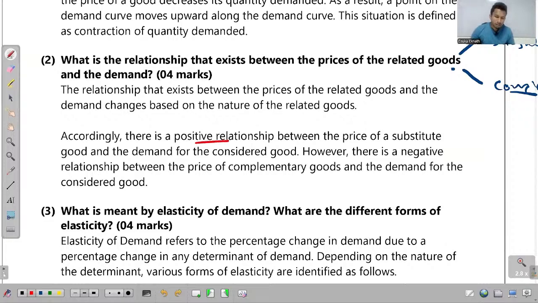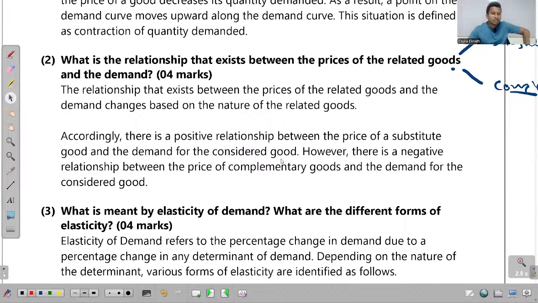Accordingly, there's a positive relationship between price of a substitute good and the demand for considered good. However, there's a negative relationship between the price of complementary good and the demand for considered good. So that way I have explained the same thing.